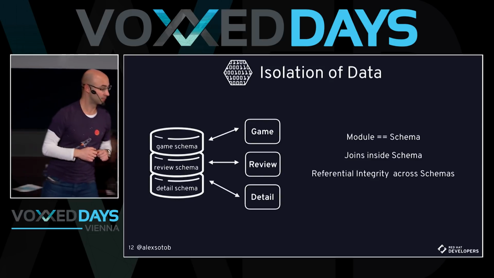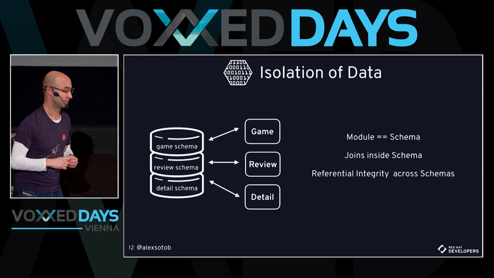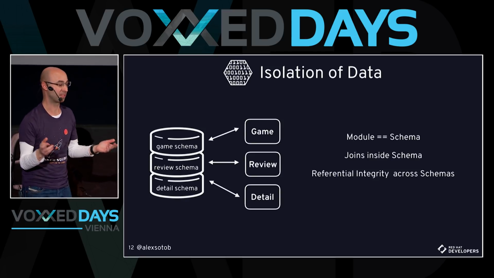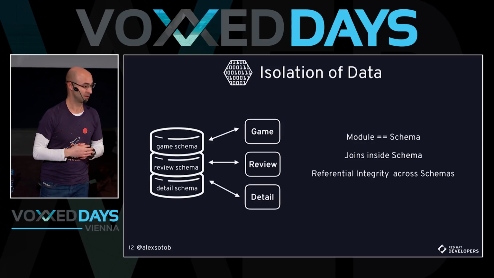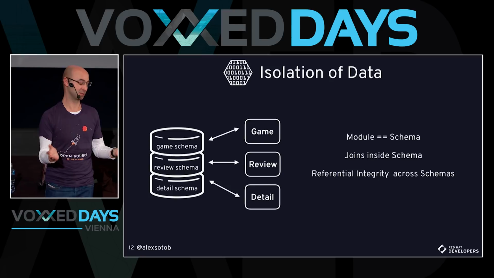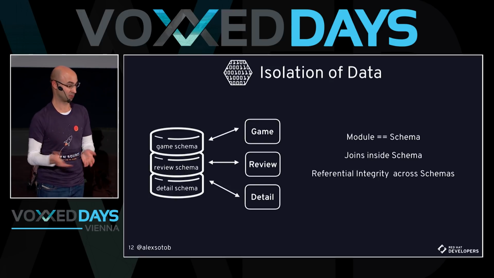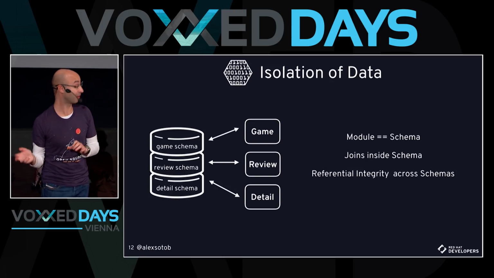Yeah? So you don't want us to make joins over multiple schemas? Yeah, exactly, like it happens with microservices. Because it's so efficient. Yeah, but it's like microservices, right? In microservices, this is one thing that you need to do, and it's not efficient at all, let's say.